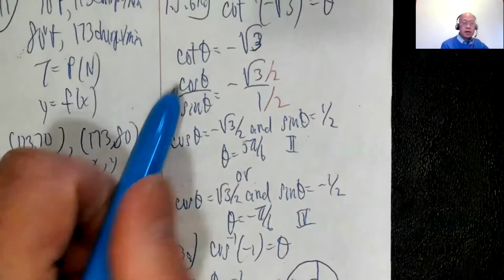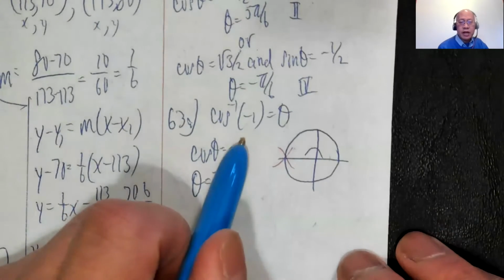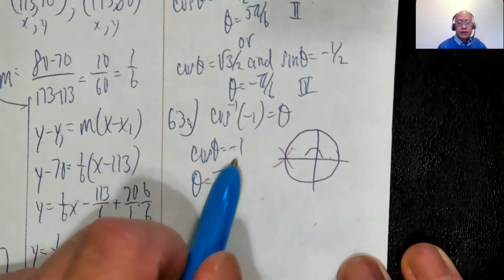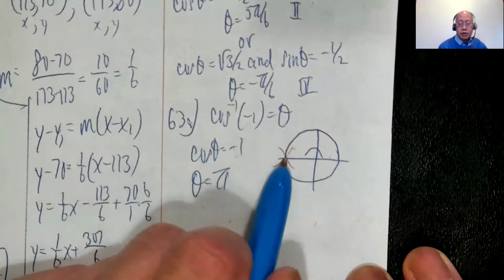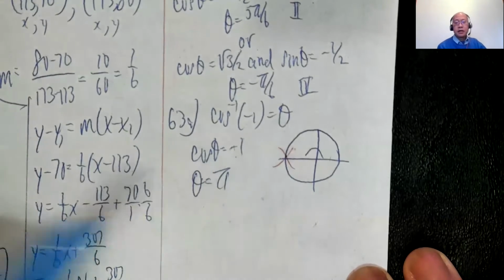Okay, we already did this one. 63a, inverse cosine of -1, call it theta. Cosine of theta is -1. Cosine of 180 degrees or pi radians. All these problems we're supposed to do in radians, so theta is equal to pi.